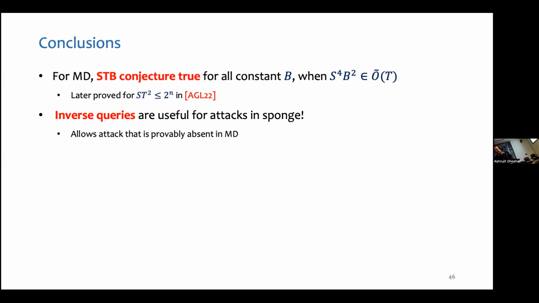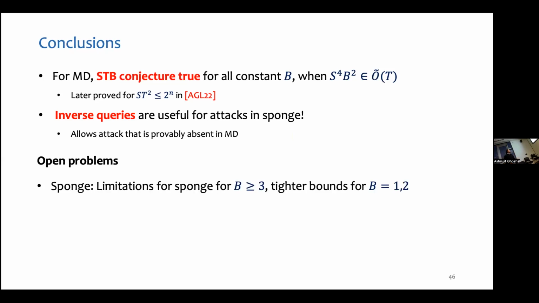We actually show an attack which is provably not present for Merkle-Damgard that works on Sponge. There are several open problems. The limitations that we prove for the Sponge case are only for b equals 1 and 2, so everything else is open there. And our bounds for even b equals 1 and 2 are not tight. For Merkle-Damgard, of course, there's this remaining range of parameters for which you need to prove this STB conjecture.